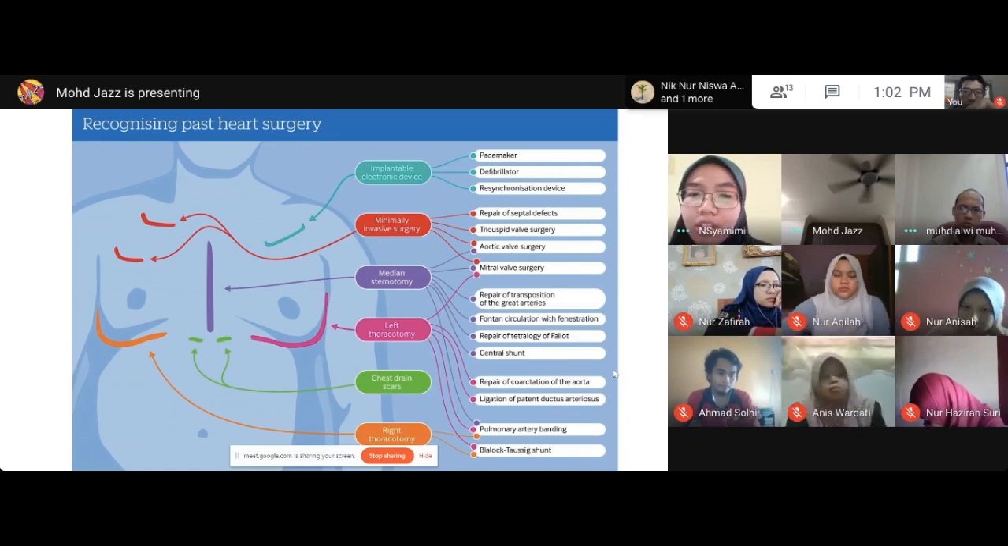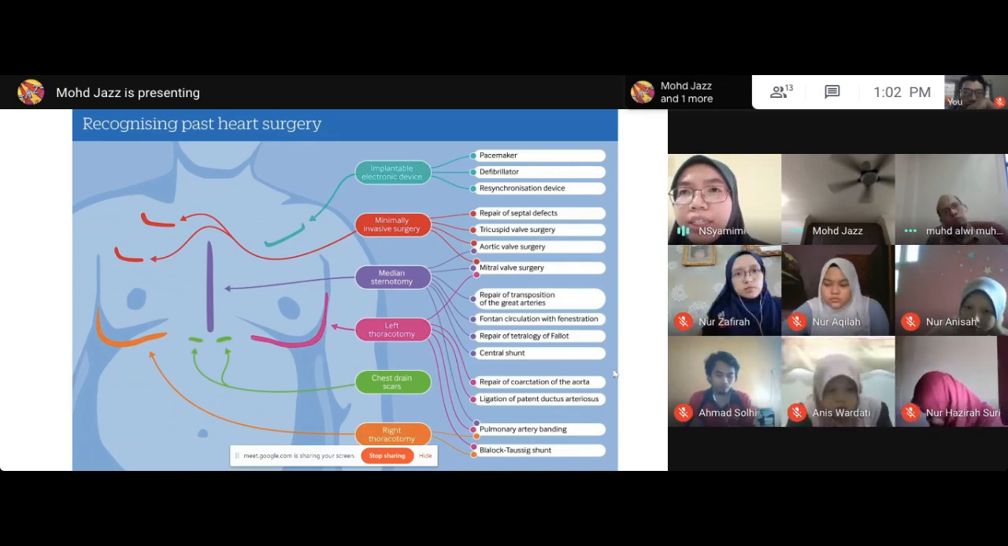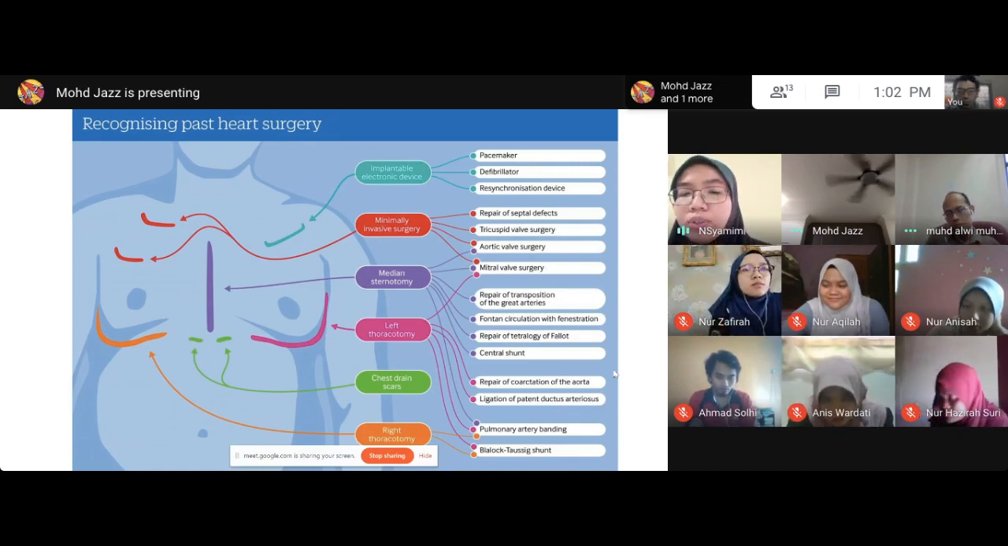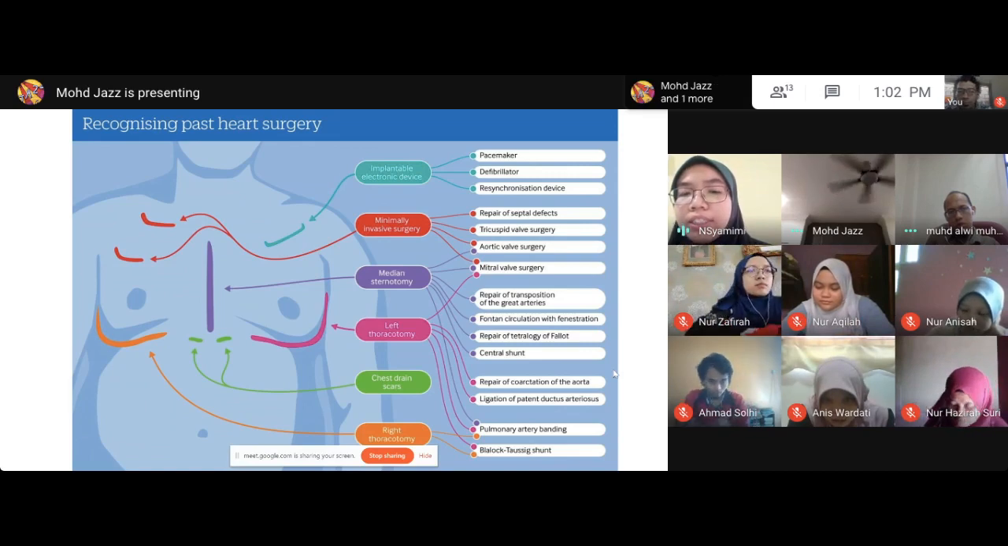In this surgery, we can do either the median sternotomy incision or the left thoracotomy. But in palliative surgery, we prefer to do the left thoracotomy because we need to preserve the sternum for the next corrective surgery later.